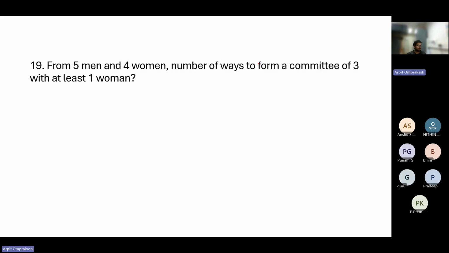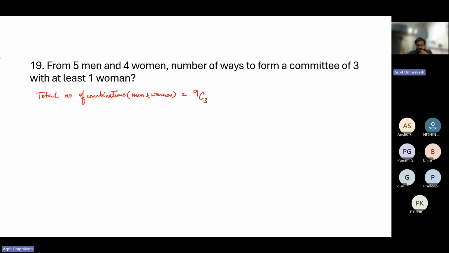In combination. Yes. So the total number of combinations, men and women, all included, will be 9C3. So you have total 9 people, and out of that, you are basically choosing 3 people for a council, right?